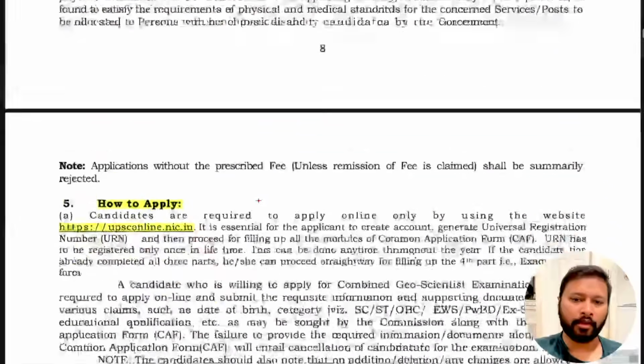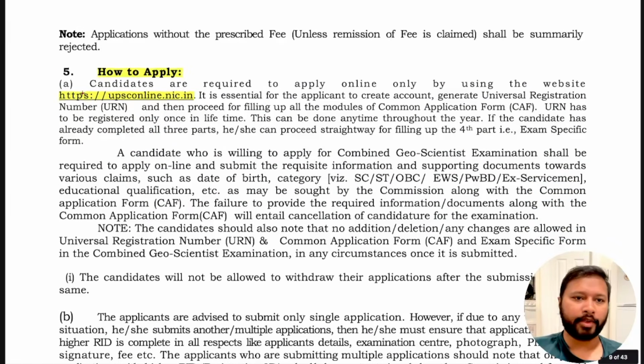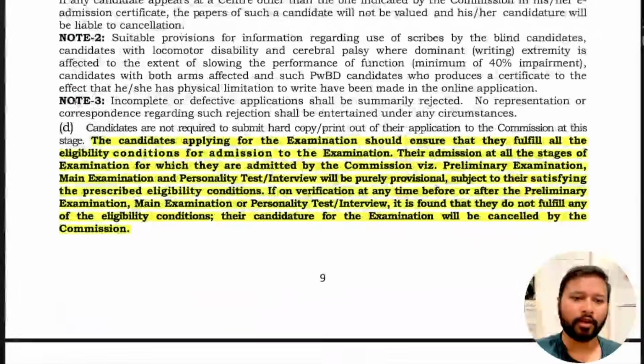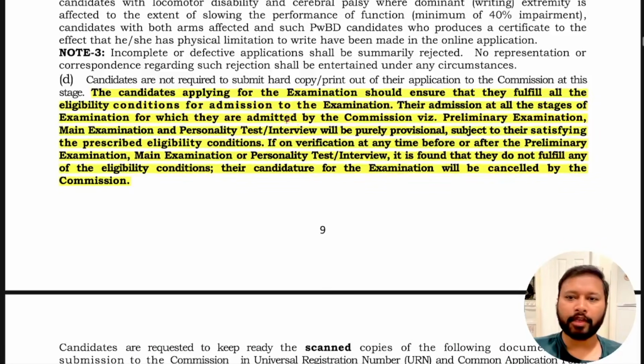All right. Okay, how to apply? It is mentioned that you can go to this website and apply for this form. Again, I'm telling you, this time the form filling is a little different. Do let me know if you want a detailed video on that. Okay, next thing is very common.